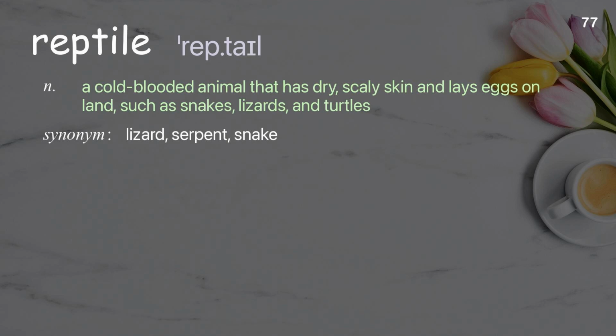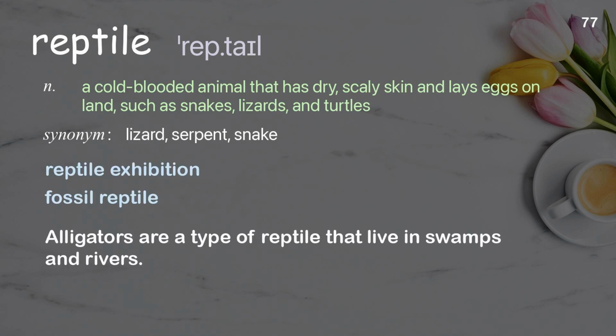Reptile. A cold-blooded animal that has dry, scaly skin and lays eggs on land, such as snakes, lizards, and turtles. Examples: Reptile exhibition. Fossil reptile. Alligators are a type of reptile that live in swamps and rivers.